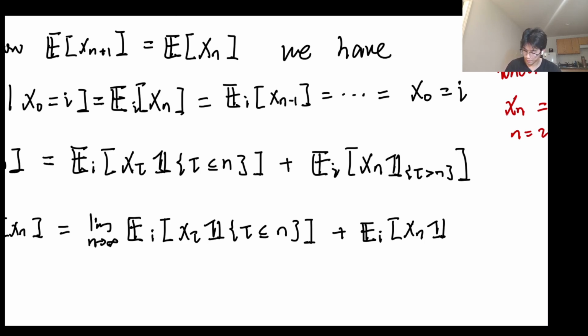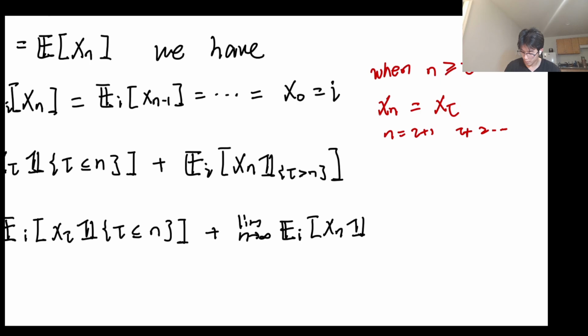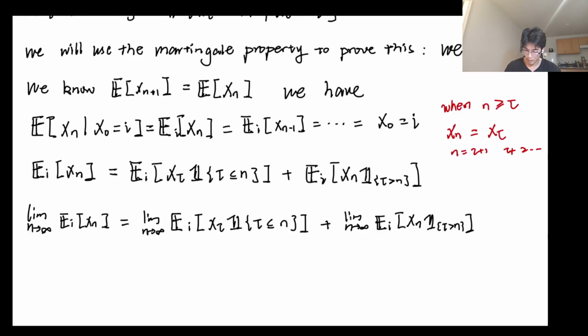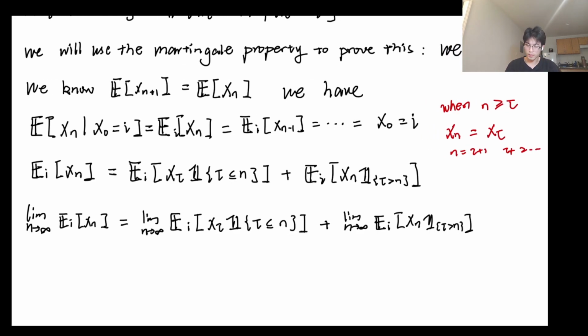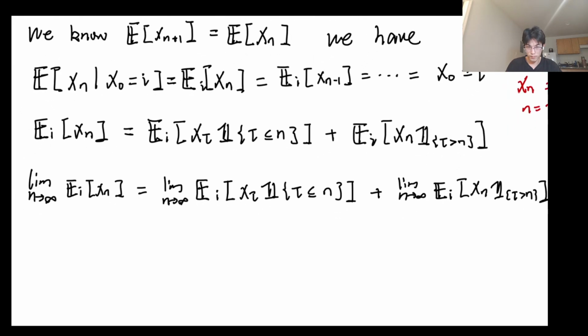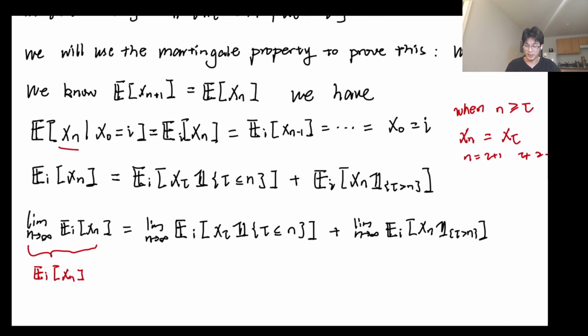And also here. Let's analyze these limits. What happened with the first term? As n approaches infinity, we know it stays the same, right? We proved here that the expectation stays the same no matter how far you go in the direction of the generation. And what happens here?